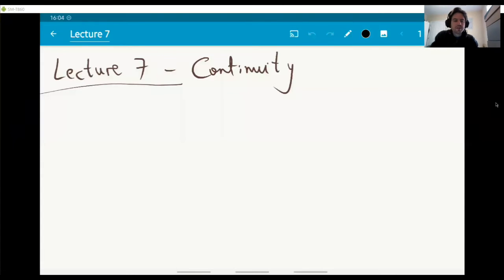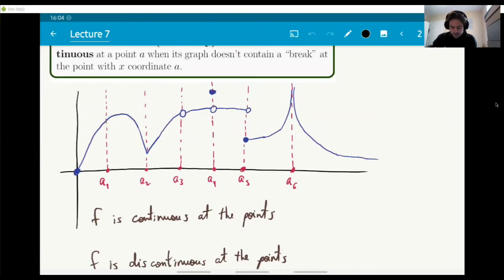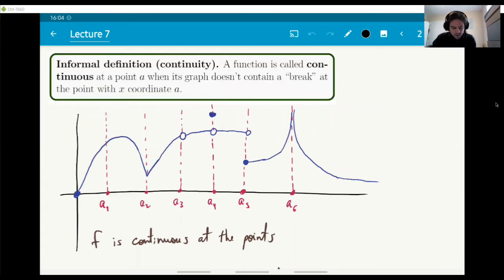All right, here we are at lecture 7, topic of continuity. Let's get right into it. Continuity, I'm going to have an informal definition right here. A function is called continuous at a point A when the graph doesn't contain a break or a jump at this point, the point with a coordinate A.